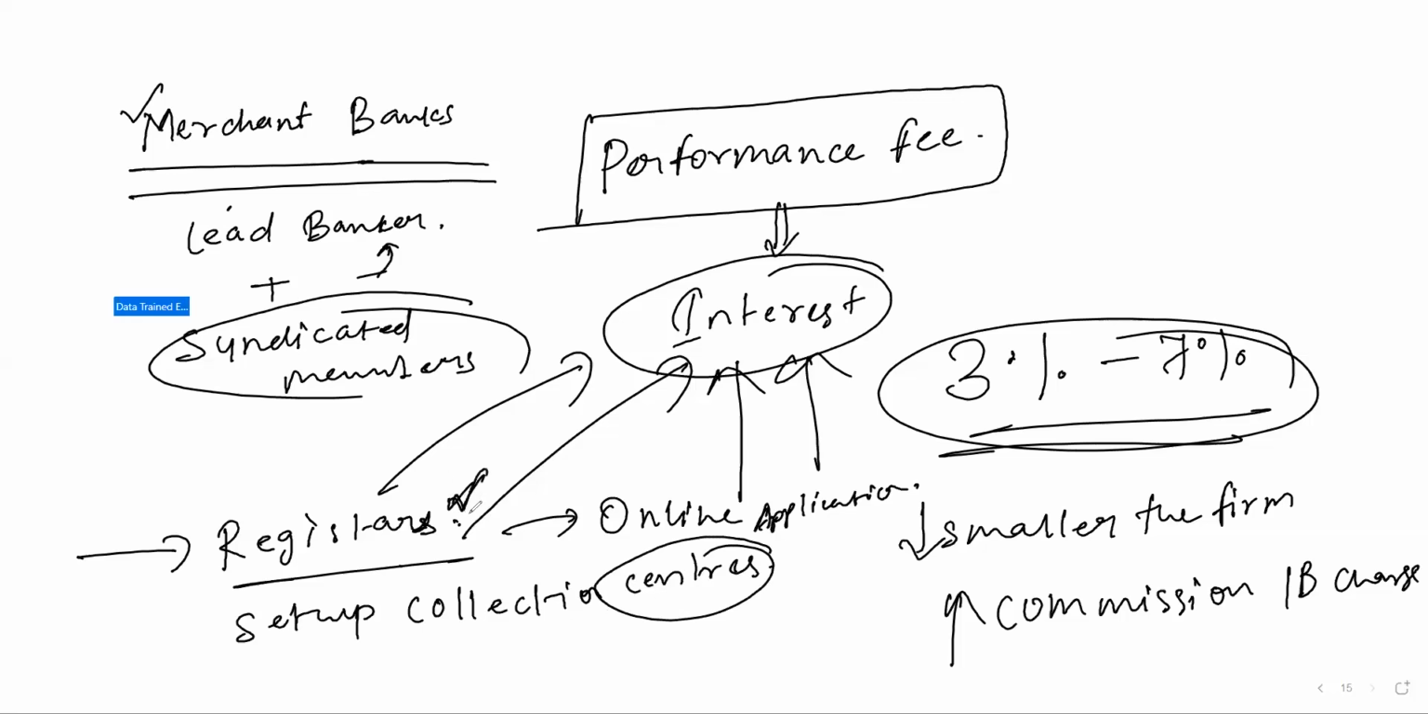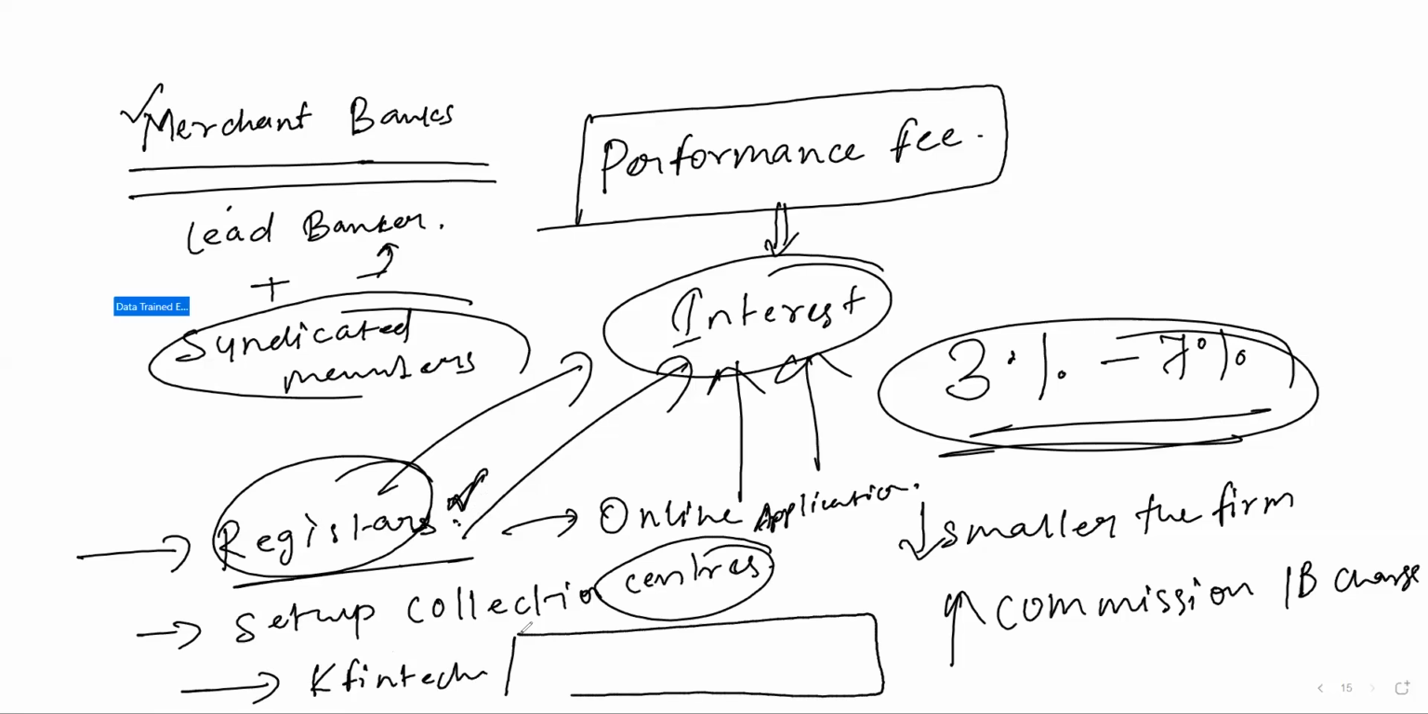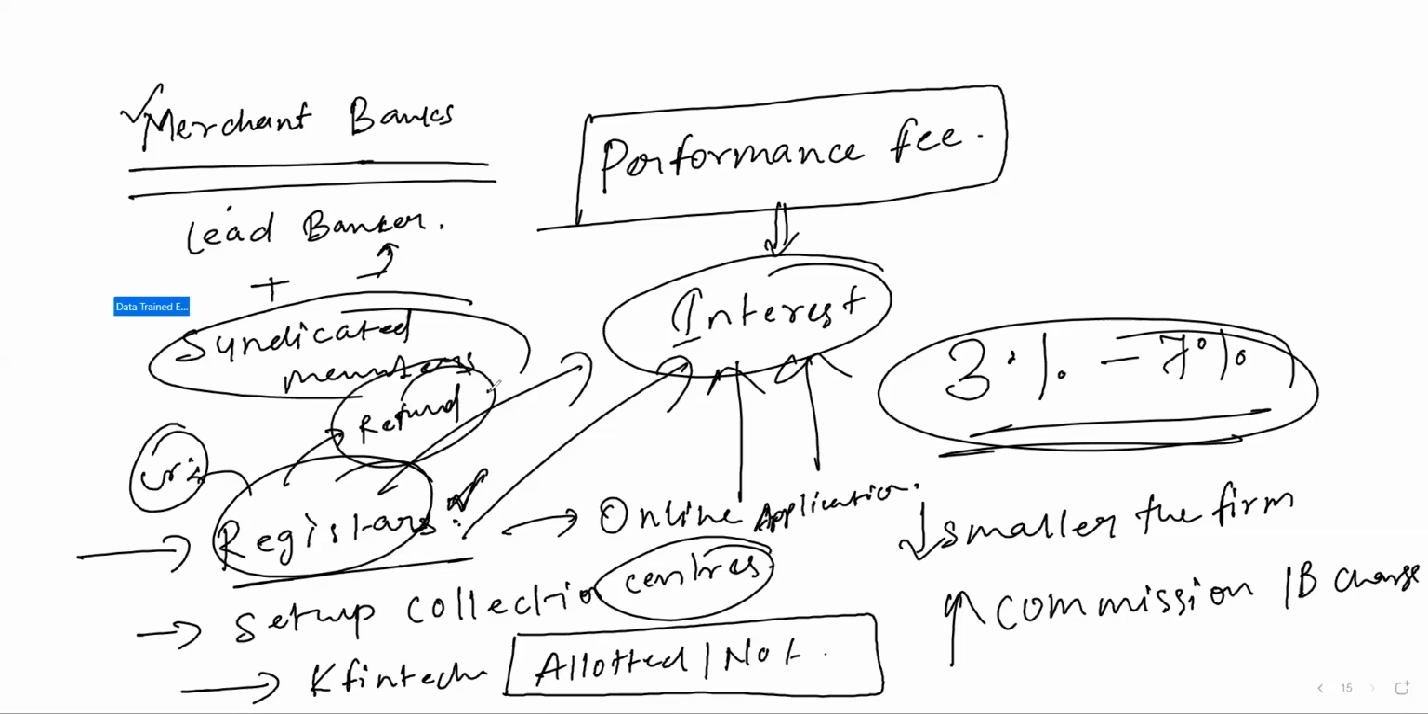Now, if you have applied for an IPO, there is KFinTech and other registrars in India. They show the result of the IPO, whether you have been allotted or not. Once the allotment is made, crediting the shares to your demat account is the responsibility of registrars. And if the allotment is not made, initiating the refund is also something registrars take care of.